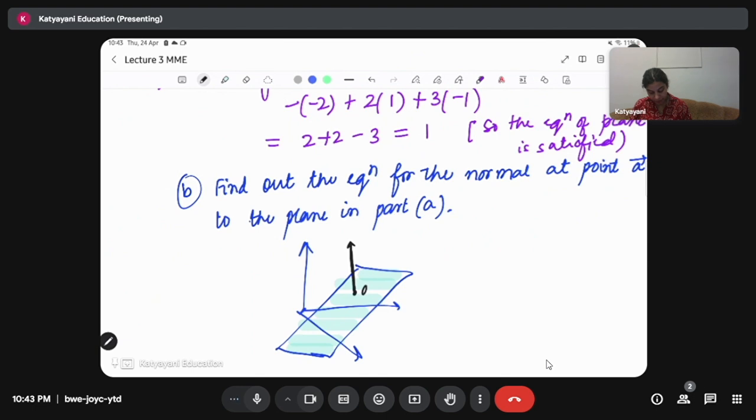This is point A, and this is how I will get point A, right? This is point A, and this is the vector A I am given. Now I have to find the equation of the line which is perpendicular to the plane at point A.